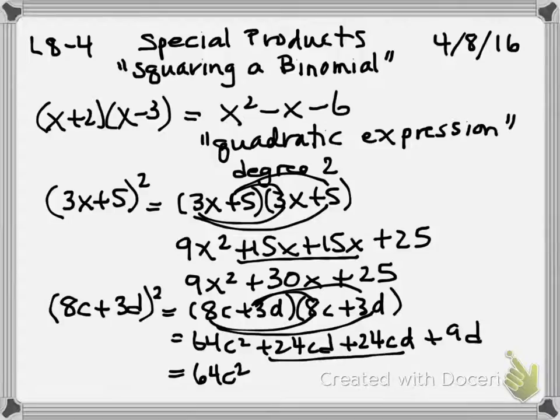We have like terms, so we add them up, and we get 48cd. Hey, wouldn't it be 9d squared? Oh, yes, I'm sorry, plus 9d squared. And we get 9d squared.